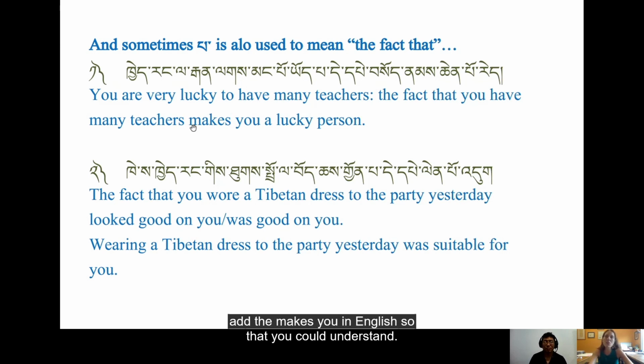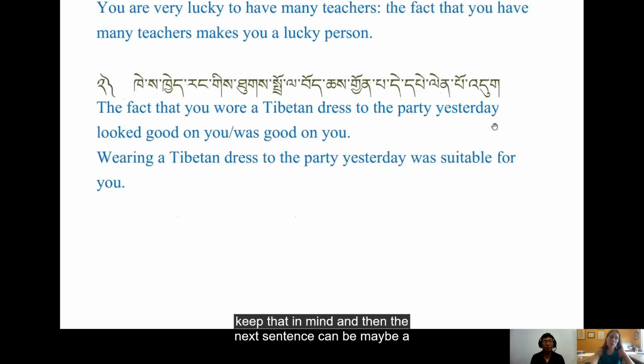I had to add "makes you" in English so that you could understand the Tibetan intention behind this sentence. But nothing in this sentence indicates the "makes you," okay? It is just re. "You are a lucky person due to the fact that you have many teachers" is another way to understand it. So this can be a little tricky in terms of translation, but yopate, that thing which you have, makes you a good or a lucky person, okay? Keep that in mind.